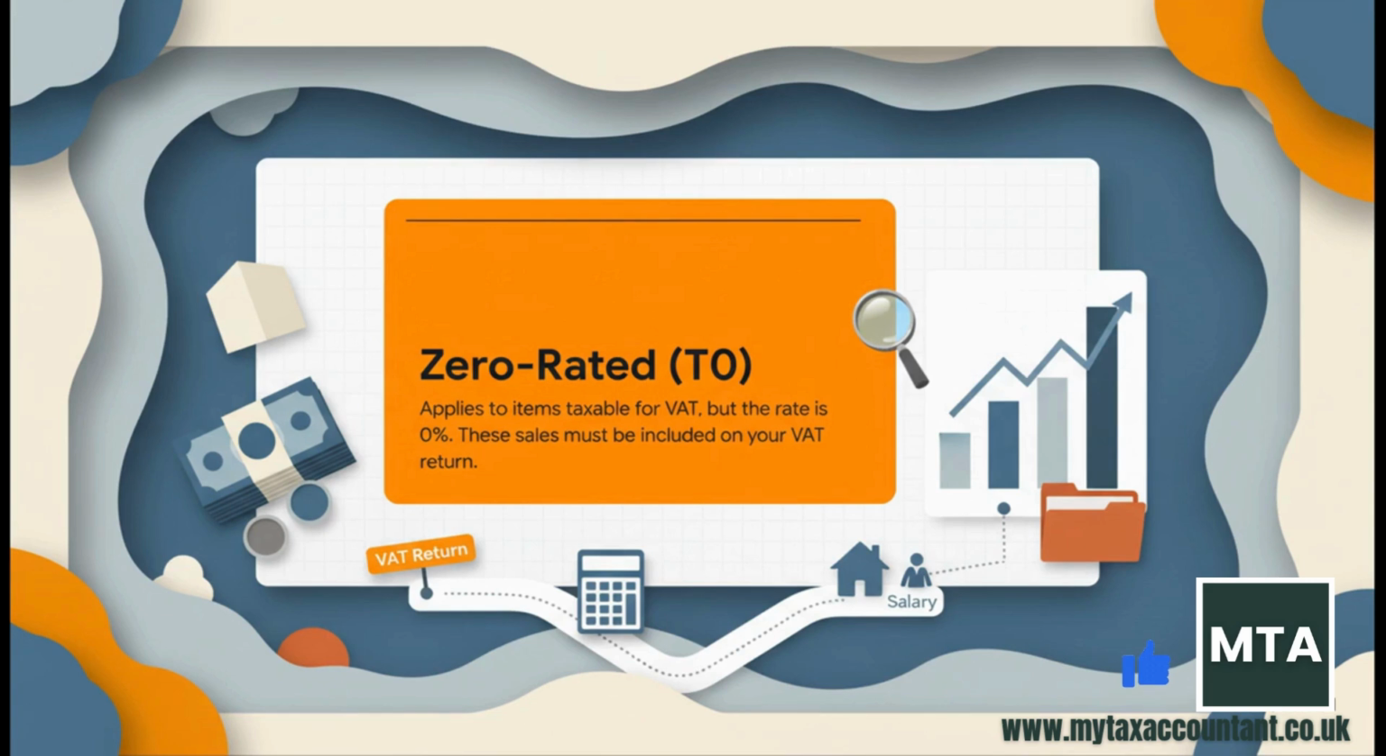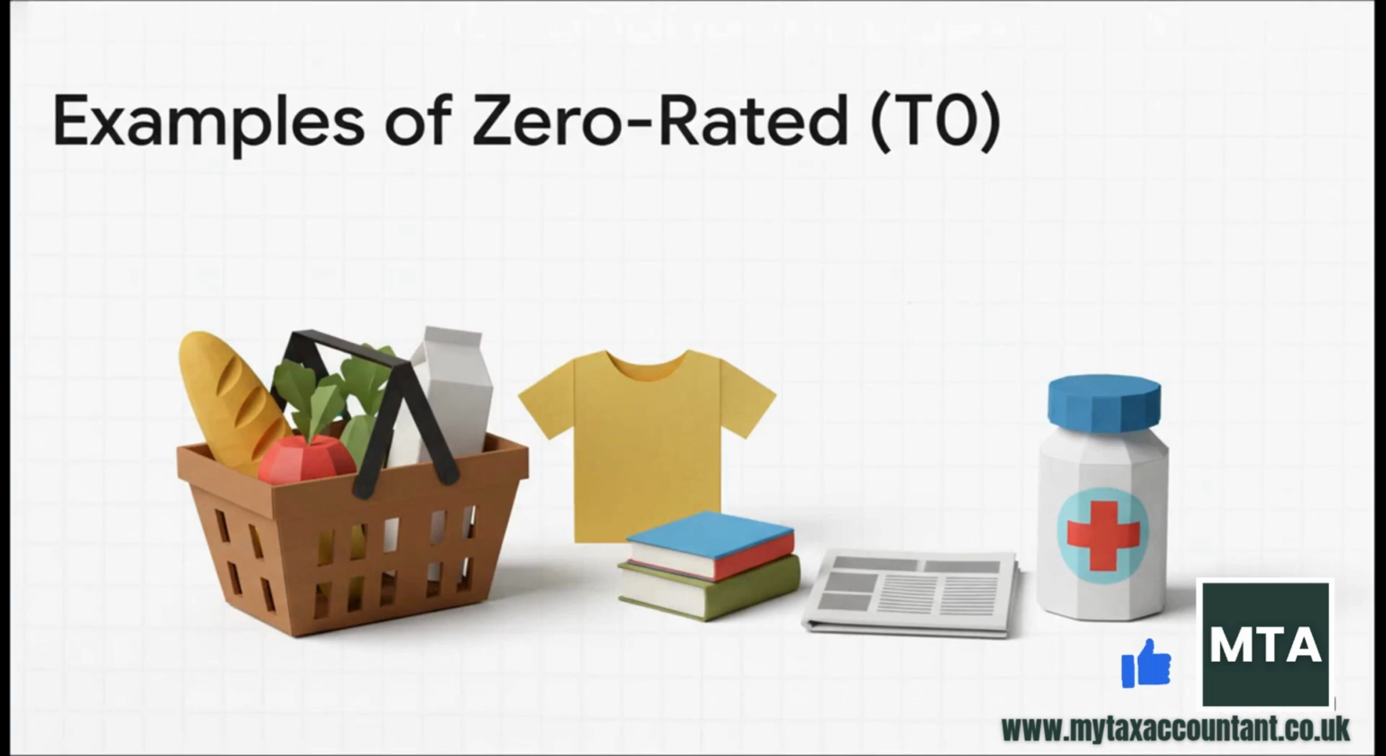So they are very much a part of the VAT system, and you've got to include the value of these sales in box 6 of your VAT return. What are we talking about here? Everyday stuff. Most of the food you buy in a supermarket, clothes for the kids, books, newspapers, prescription medicines, all of these are zero rated.